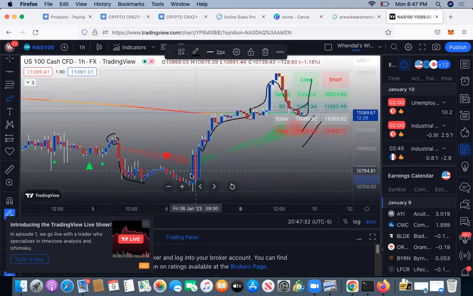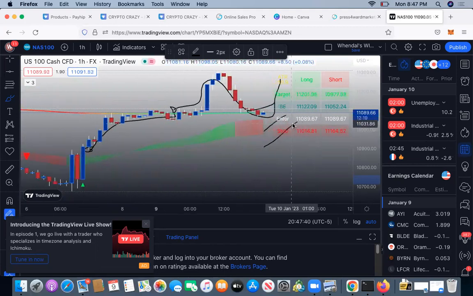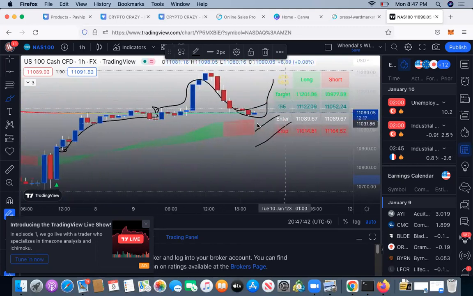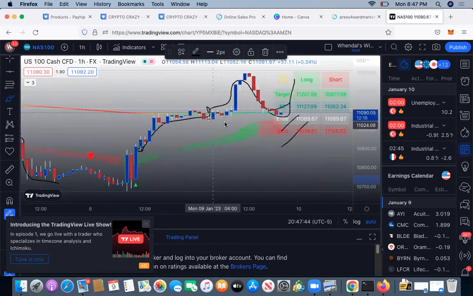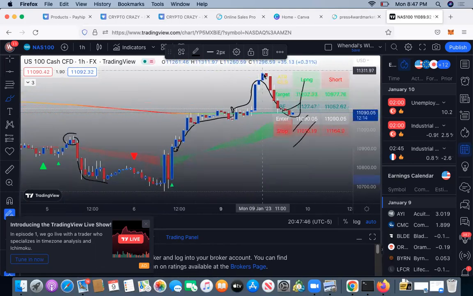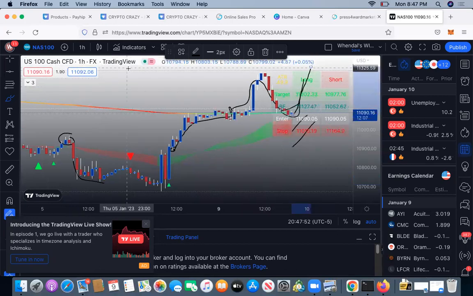When it breaks through this green cloud, it's in the buy. Like we're looking for buys now. It's starting to turn red right here, but I believe that's just a fake out. I believe that's really just a pullback. So I believe that this will continue to go up. It looks like it though.